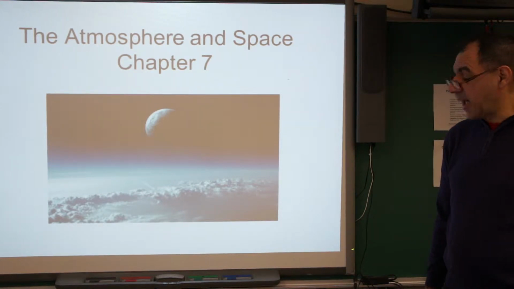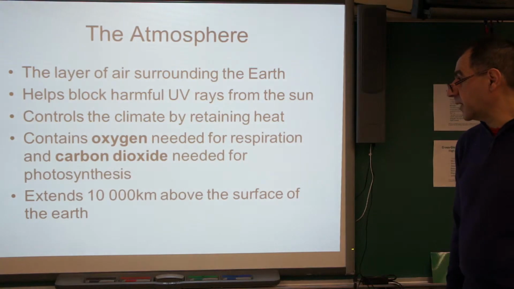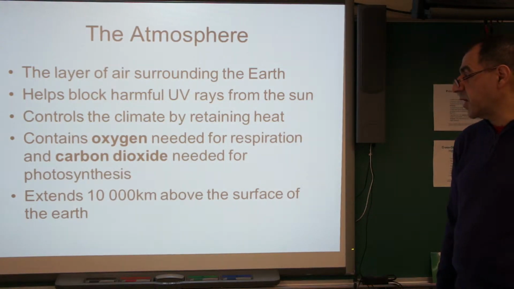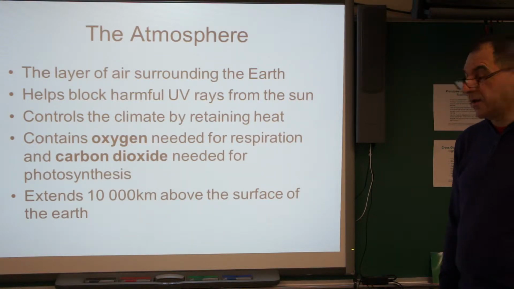Today we're going to be looking at atmosphere and space. The atmosphere is a layer of air surrounding the Earth, which helps block harmful ultraviolet rays from the sun, controlling climate by retaining heat and containing oxygen required for respiration and carbon dioxide needed for photosynthesis.